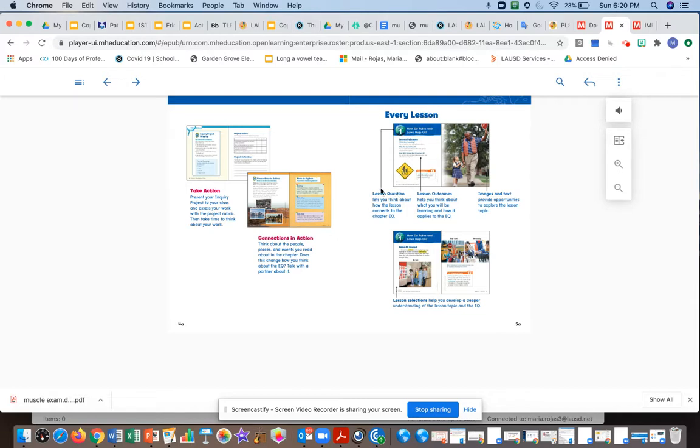Every lesson is going to have an essential question. Let's think about how that lesson connects to the chapter's essential question. The lesson's outcomes help you think about what you will be learning about and how it applies to the essential question. Images and text provide information to explore the lesson and the topic. Lesson selections help you develop a deeper understanding of the lesson topic and the inquiry question.